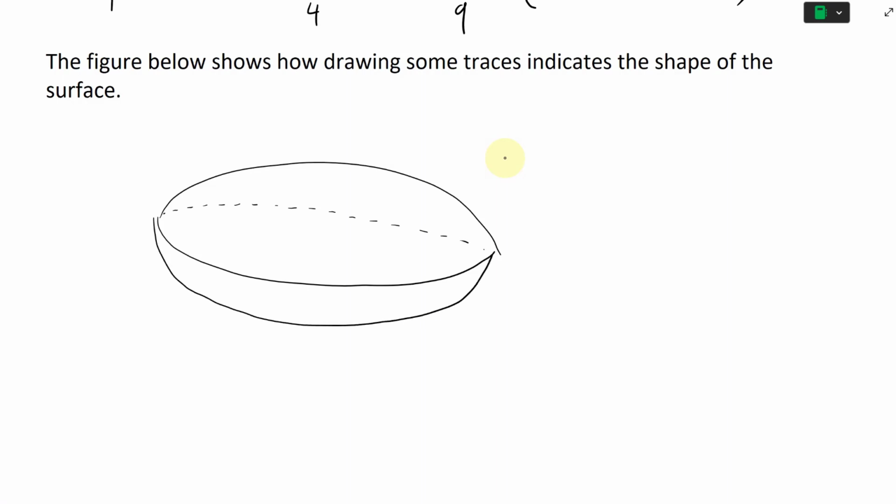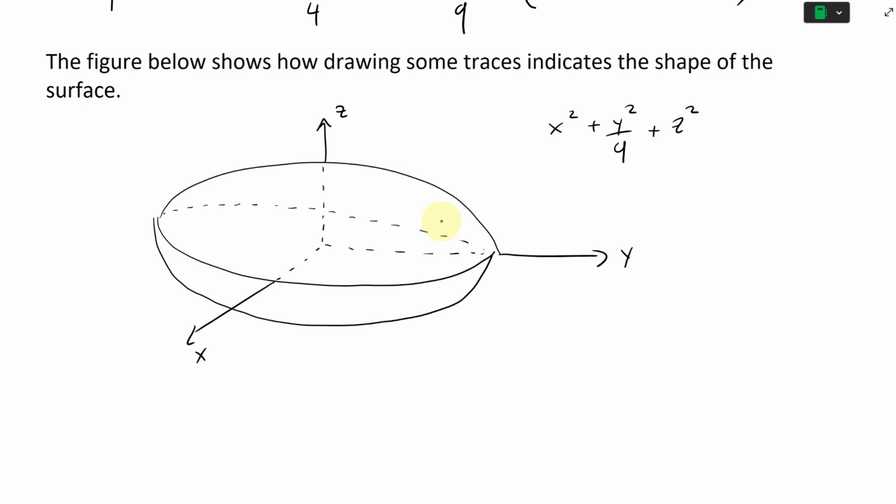Alright, and this is in 3D, and this part right here is the z-axis, and this goes all the way across here, and this is the y, and this is going to be the x. Yeah, it's going to look something like that. So let's write the equation again. It's x squared plus y squared over 9 plus z squared over 4 equals 1.